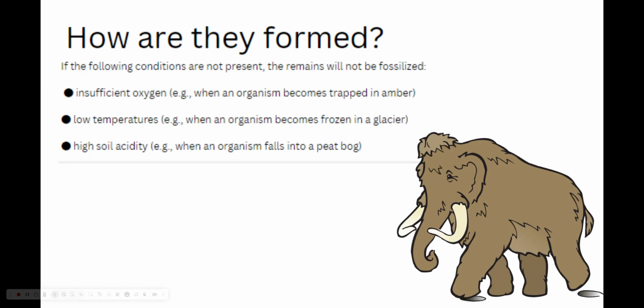So, how are they formed? Well, fossils need to have these conditions in order to be fossilized. It needs to be just the right, perfect amount. So one is insufficient oxygen. That means there's no oxygen. That means that if there's no oxygen, organisms cannot break down and decompose the organism. An example for that is when an organism becomes trapped in amber.